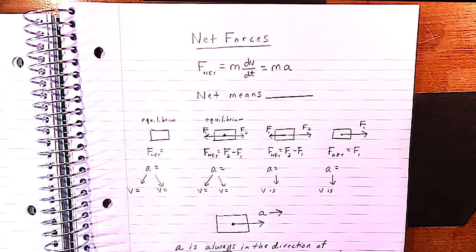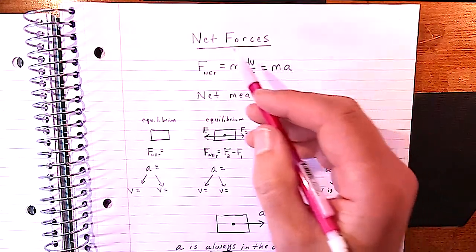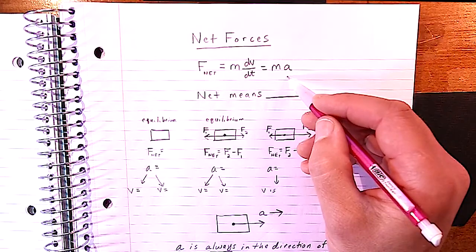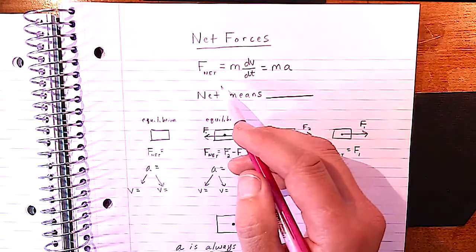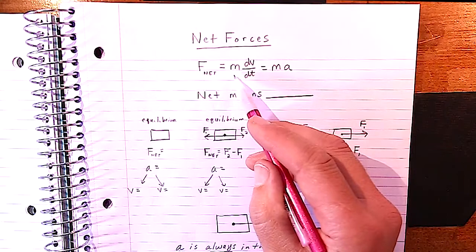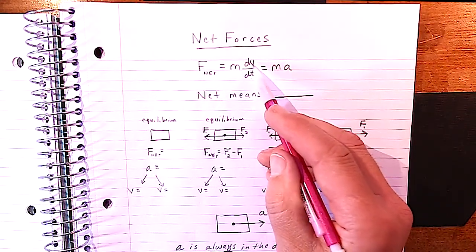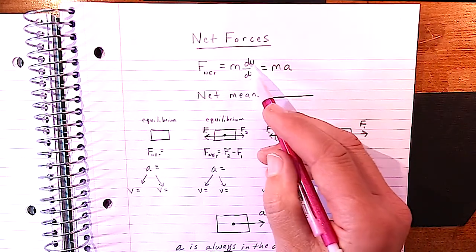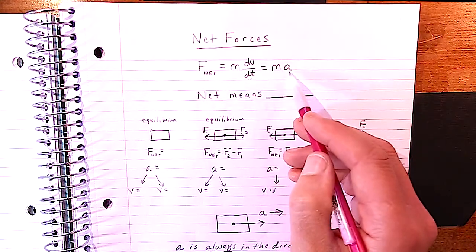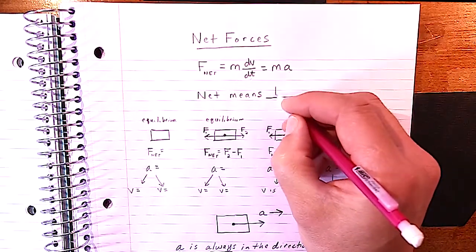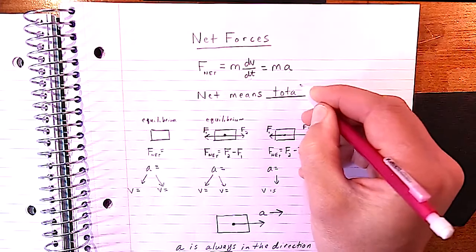Forces are another unit that we're going to be covering in a later episode. But we need to understand forces, specifically net forces, so that we can understand acceleration. So the definition of a net force is mass times dv over dt, the derivative of velocity with respect to time. But we know that that is the acceleration. Net just means the vector sum, or we could say the total.